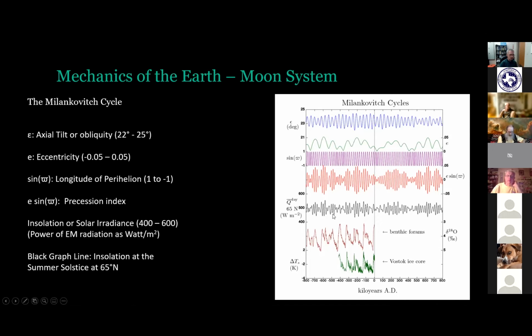And this black line right here represents that change in the insolation at the summer solstice around 65 degrees north latitude. And this is over thousands of years in AD. So this goes back 800,000 years to the present. And this is looking at the ice core, changes in the temperature of the ice from looking at the weather from ice cores taken on the Antarctic plateau, from the Vostok base in Antarctica.